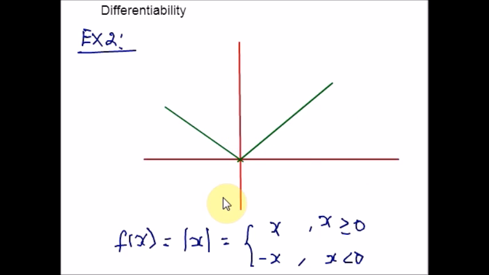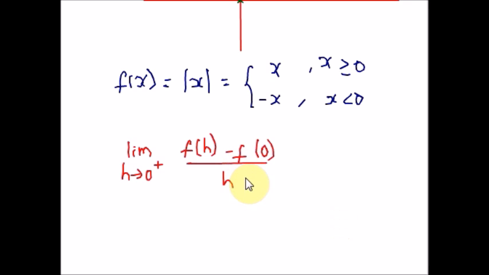Please look at the graph. At x is equal to 0, there is a corner at 0, 0. Am I right? The picture is different to the left and right of 0, 0. Do you see that? So let's try left and right hand limits. I'm going to apply the definition. So limit h tends to 0 at the right side, f of h minus f of 0 divided by h.